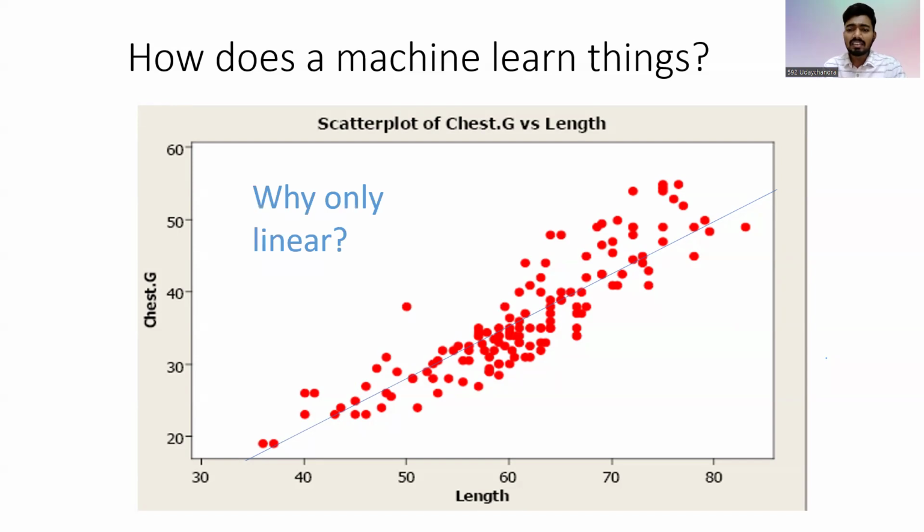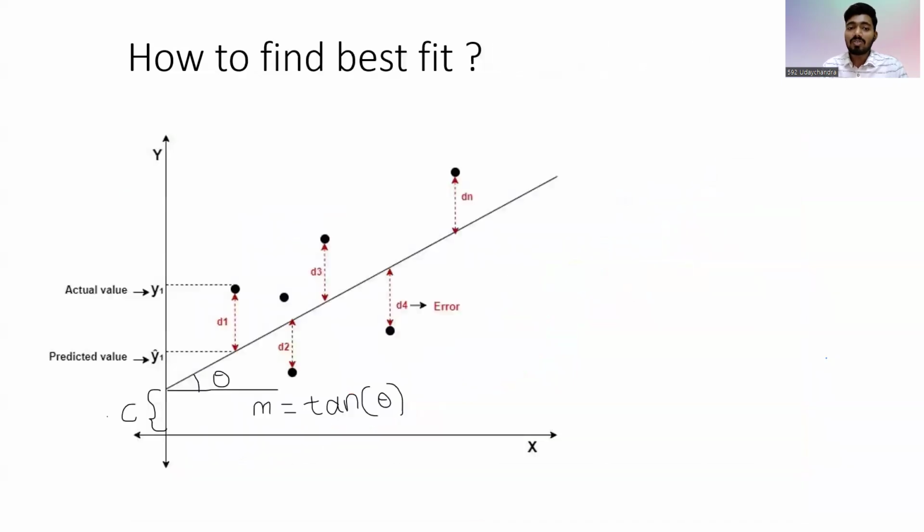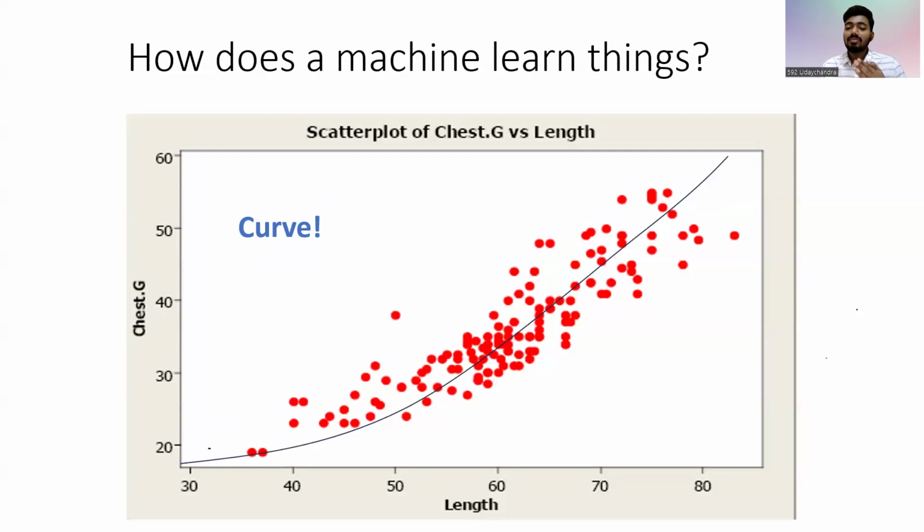Why only linear? Why don't we try to put a curved line like this? It is more suitable. A curve is a good thing, right? It can reduce the error more. It can give more insights into the data rather than the linear equation. So the question is which to fit: whether we need to fit the line or we need to fit the curve.